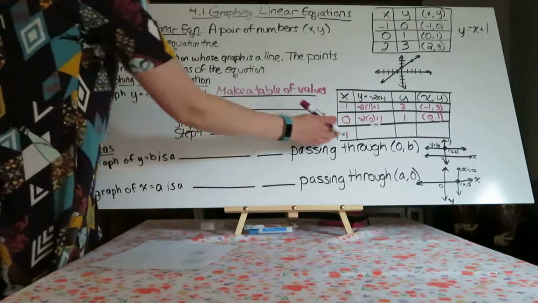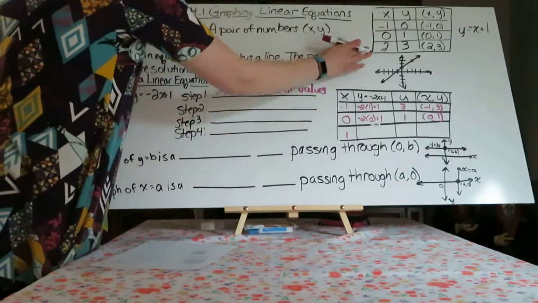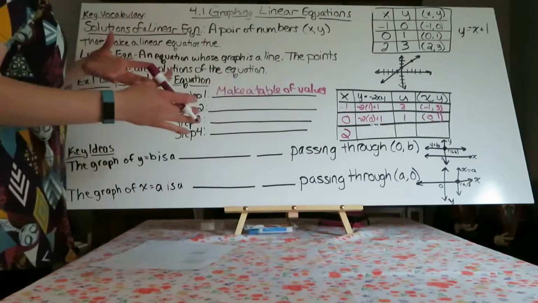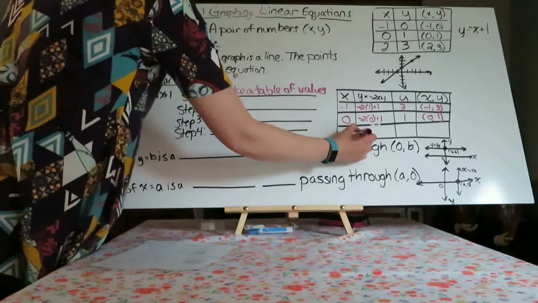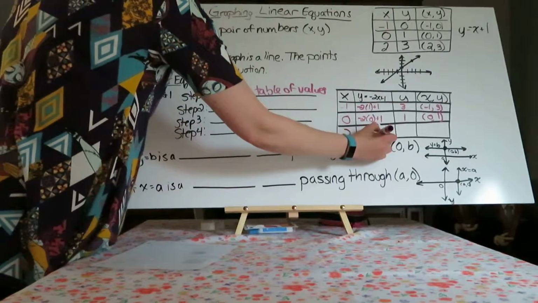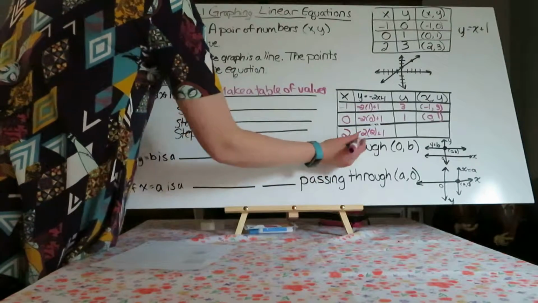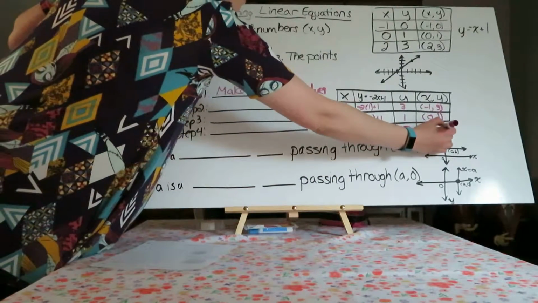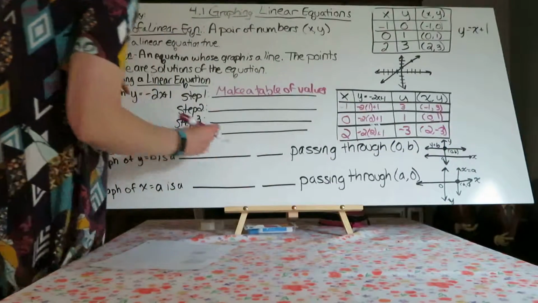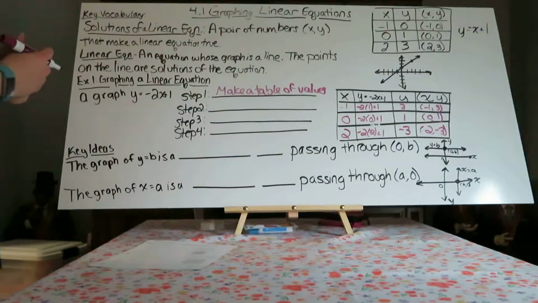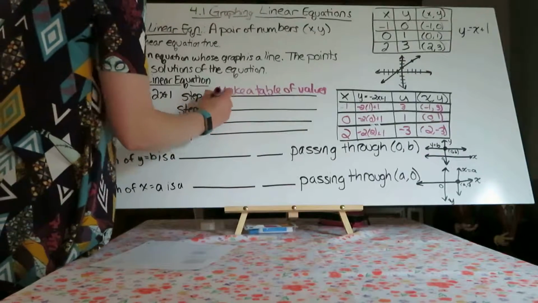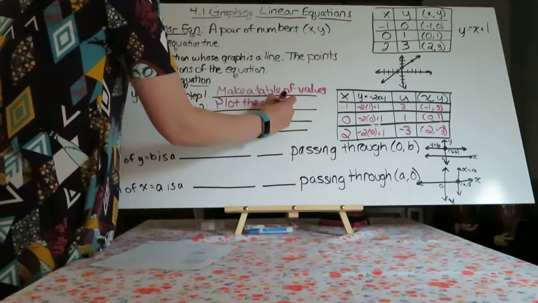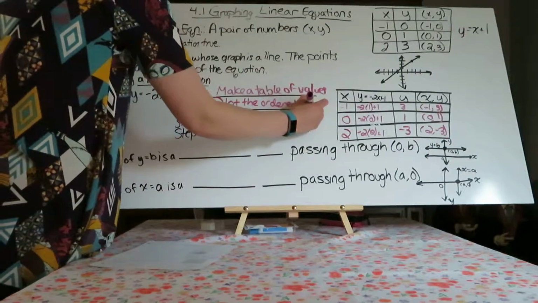And you know what? I'm actually going to change this 1 into a 2, just because we had that similar to up there. You could choose whatever values you want. So -2 times 2 plus 1, that's -4 plus 1, that's -3. So then we have (2, -3). All right, step number 2, we're going to plot the ordered pairs.